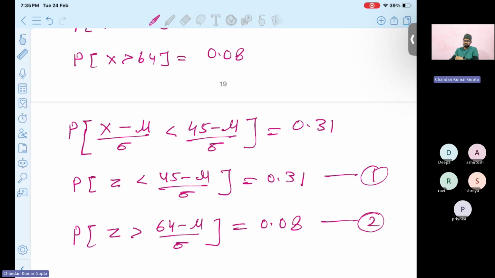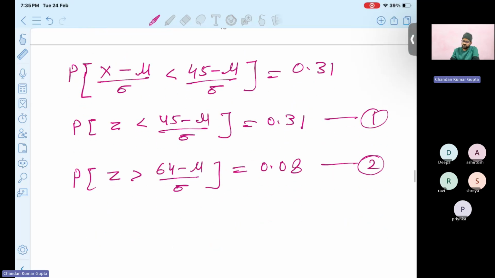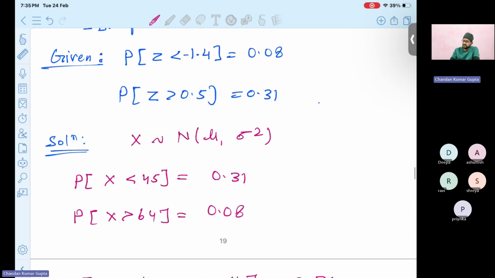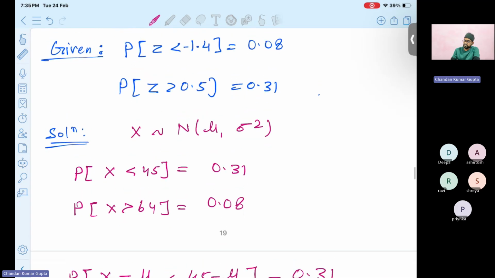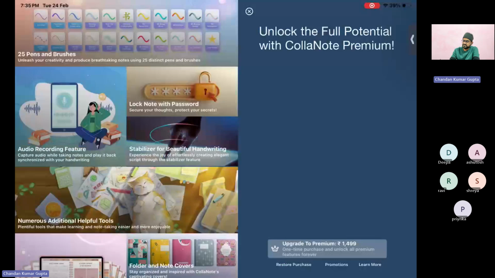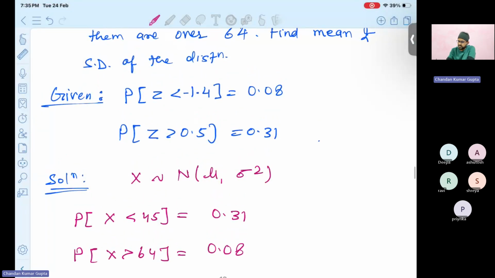So we have these two quantities. Now we are given some conditions: the probability that Z is less than minus 1.4 is 0.08. If you want, you can write it like this: the probability that Z is greater than 1.4 also has 0.08.